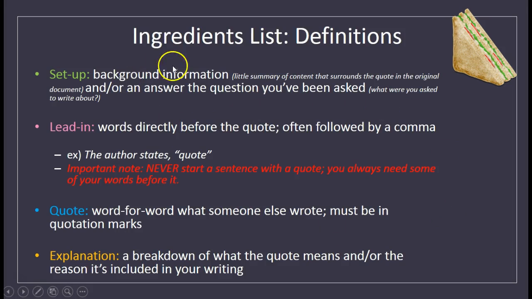So look right here. All right, so we talked about our setup. We said our background information. This is just a little bit of content, summary of the content that surrounds the quote, and why you feel what you feel about whatever it is, the piece of writing, whatever question you were asked about. Okay, then your lead in. These words directly come before the quote. They're usually followed by a comma. The author states, etc., comma, and then the quote.